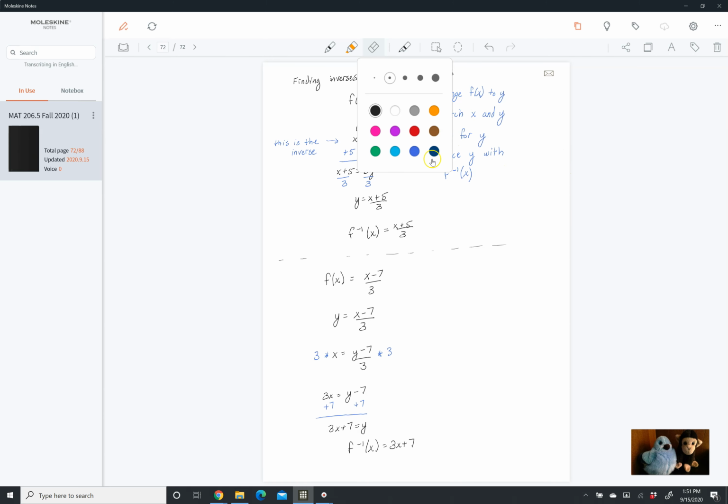Okay, so once again, what did we do? Here, we just replaced f of x with y. The reason for that too is that when you switch your x and your y, you don't want to switch x and f of x. That would be really confusing, okay? So that's why we do it this way. Switch x and y. Solve for y.